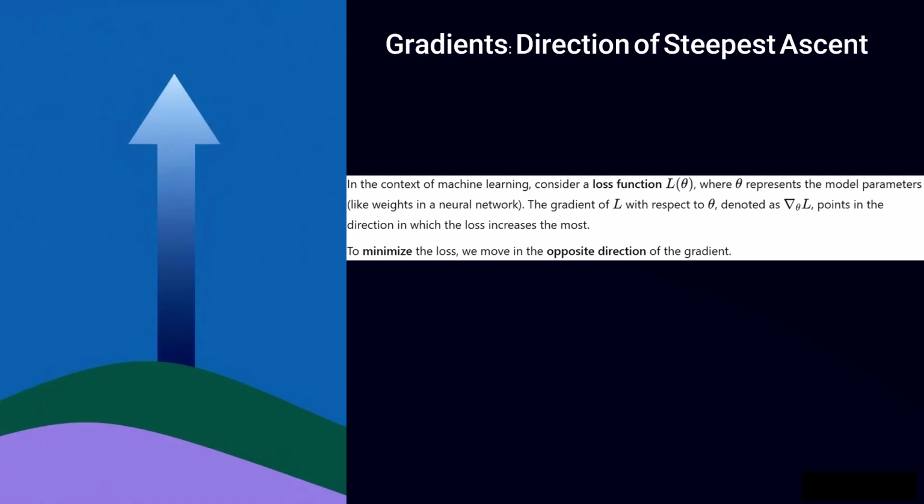In machine learning, suppose we have a loss function L(theta), where theta stands for the model's parameters, such as the weights in a neural network. The gradient of this loss function L with respect to the parameters theta indicates the direction in which the loss increases most rapidly. To minimize the loss, we move in the opposite direction of the gradient.